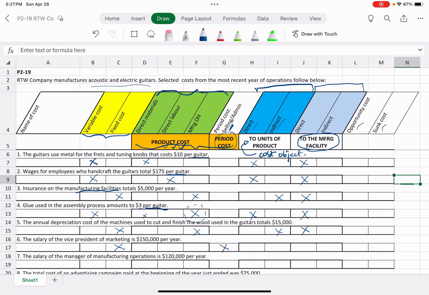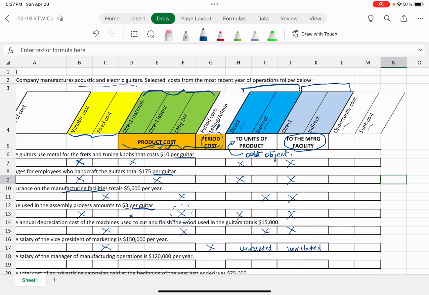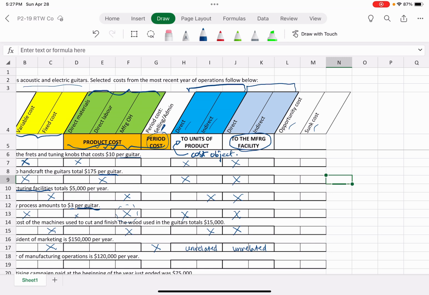Is it a direct or indirect cost of the units of product? I think we're going to say, you know what? It's unrelated, because it's not related to producing those products. Your VP marketing is also unrelated to the manufacturing facility. I mean, I'd think here of a little org chart.